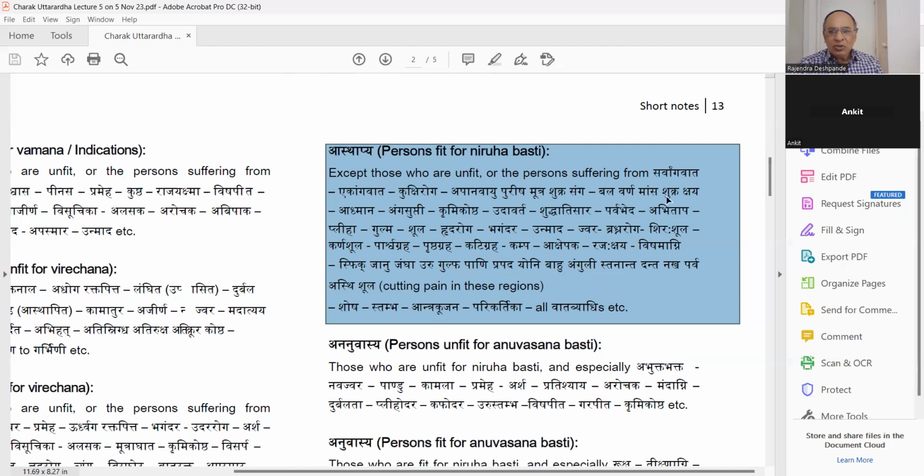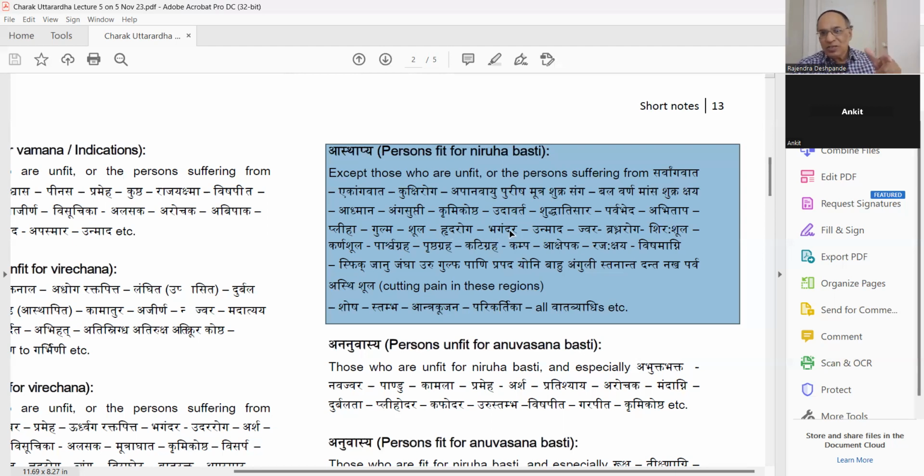Bala, Varna, Mamsa, Shukra Kshaya. So strength has been lost, complexion is affected, weight loss is there, your immunity is low, then you give the Niruha. Adhmana, Anga Sukti, Krimi Koshta, worms are there. Then Shrudha Atisara, diarrhea. Then Pliha, splenomegaly. Shula, pain in the abdomen. Hridaya Roga, congestive cardiac failure type of symptoms.